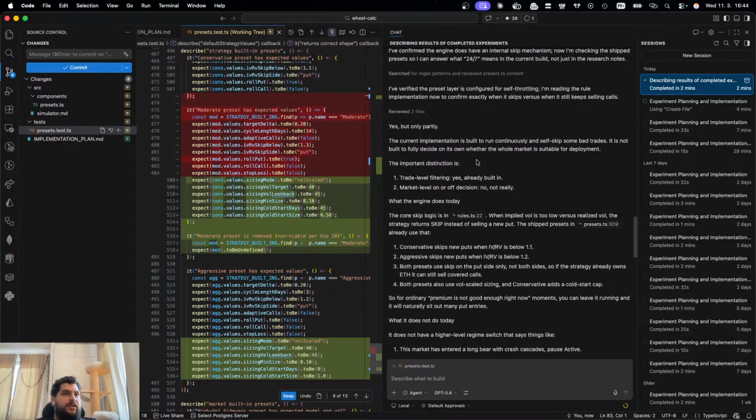Yes, but only partly. The current implementation is built to run continuously and self-skip some bad trades. It's not built to fully decide on its own whether the whole market is suitable for deployment. The important distinction is trade-level filtering: yes, already built in. Market-level on or off decision: no, not really. What the engine does today is core skip logic: when implied volatility is too low versus realized volatility, the strategy returns skip instead of selling a new put. Okay, already used that.